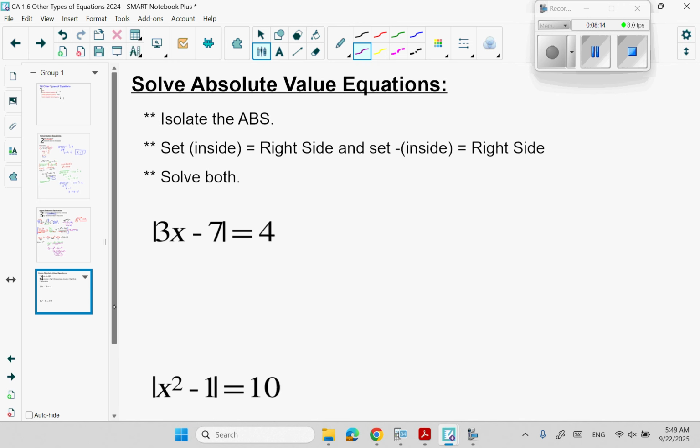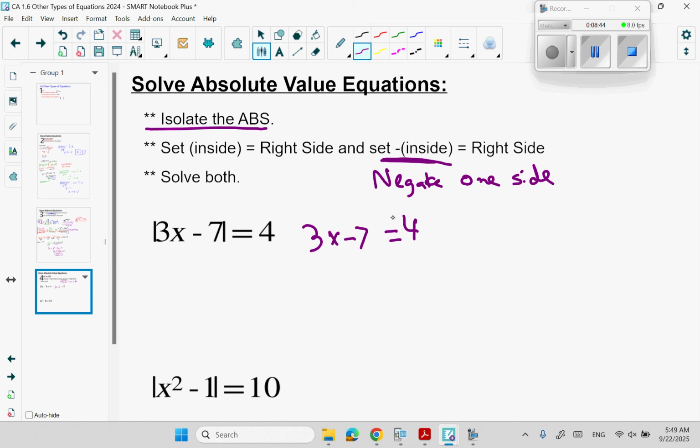Now, absolute value equations. With absolute value equations, you want to isolate the absolute value, and what you do is set it equal to the original, and then do a second equation where you negate one side. It doesn't actually matter which side you negate. I know I put negate the left side, but it doesn't actually matter. So for example, I could do 3x minus 7 equals 4, and 3x minus 7 equals negative 4.